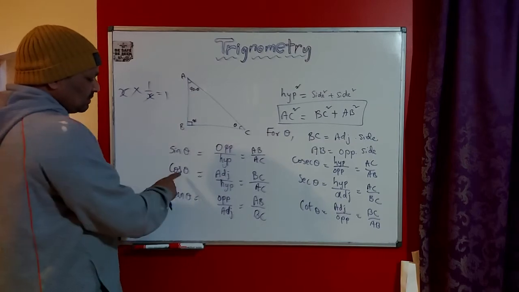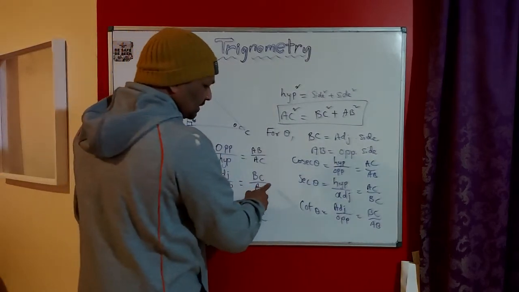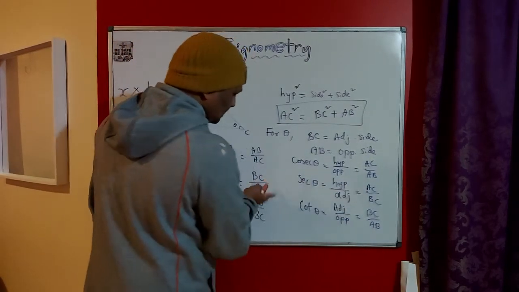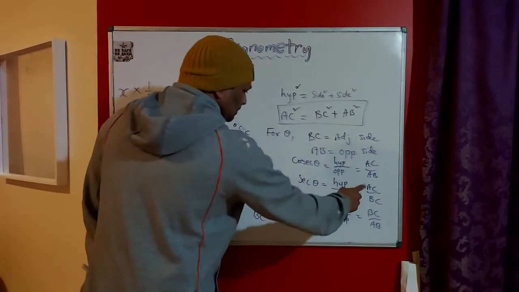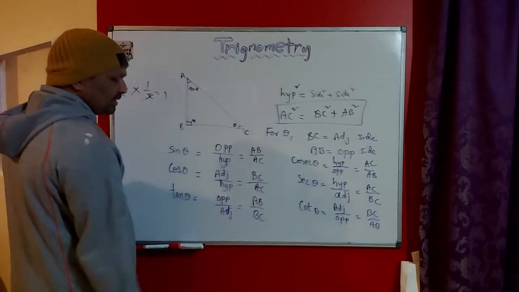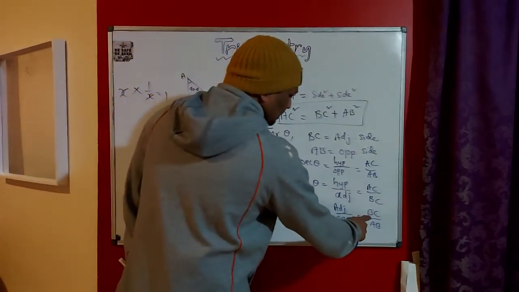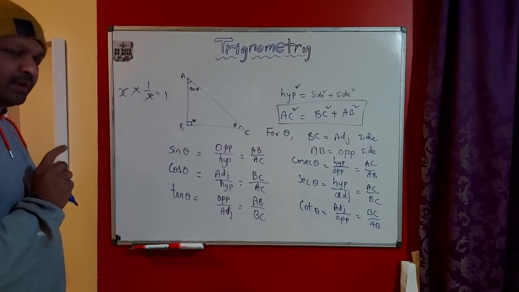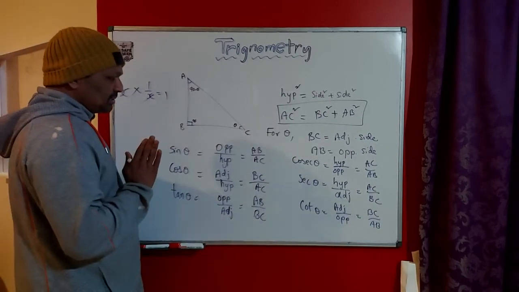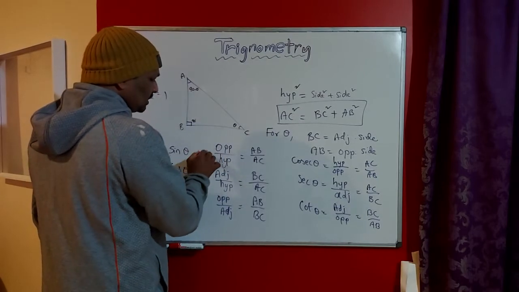Isn't it? Similarly, cos theta is BC by AC. The reciprocal is AC by BC. You multiply these two, you will get 1. Similarly, tan theta is AB by BC. The reciprocal is BC by AB. These are the 6 trigonometric ratios. It's very important to know what each ratio is.